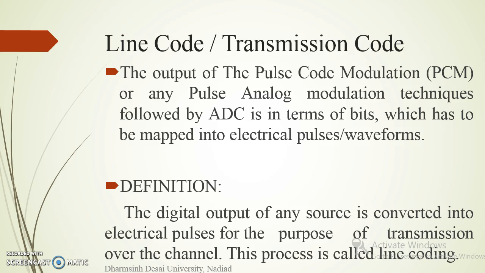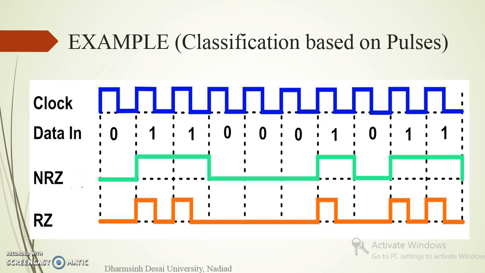Now let us see an example of this. This is the example where you can get the idea about the classification of line code based on pulses also. See here, this is the clock, this is the clock period. This clock period is comprised of the bit interval, the same as the bit interval. So this is nothing but the house for this bit 0, this is the house for the bit 1.